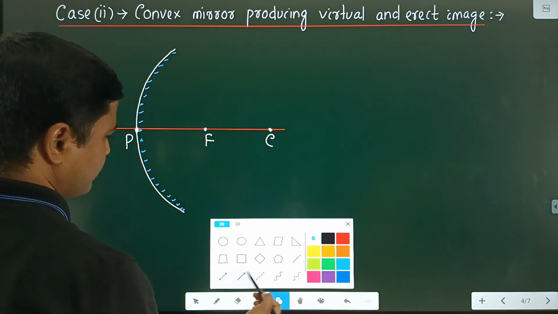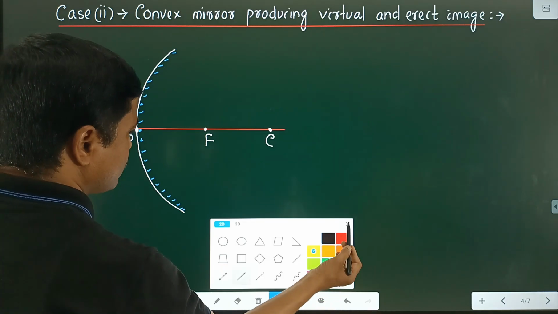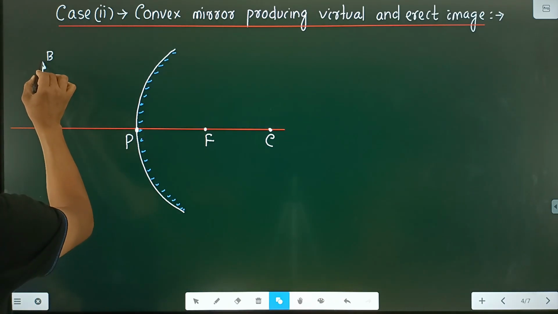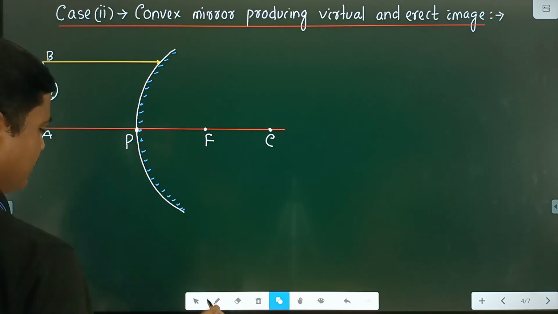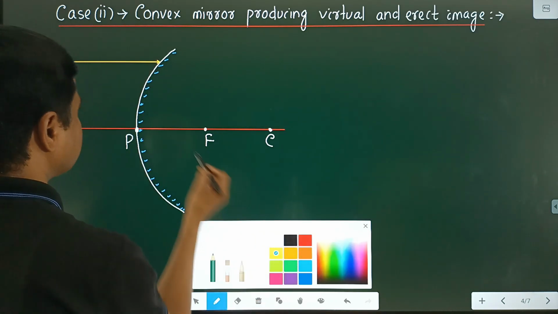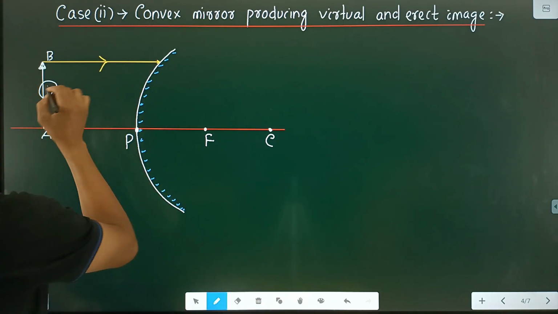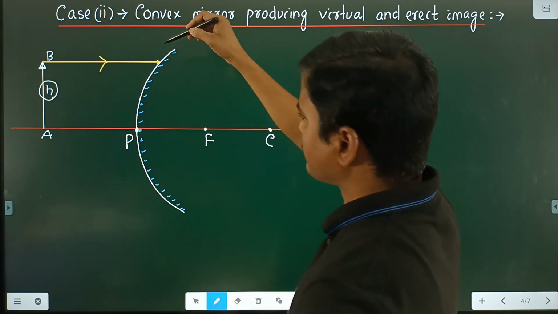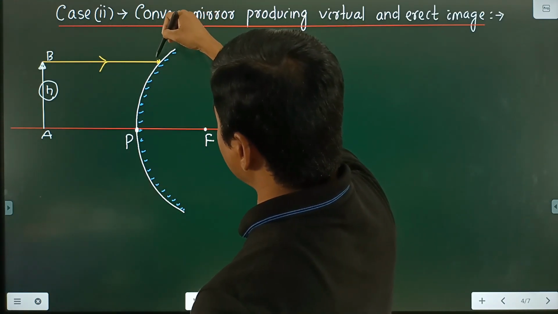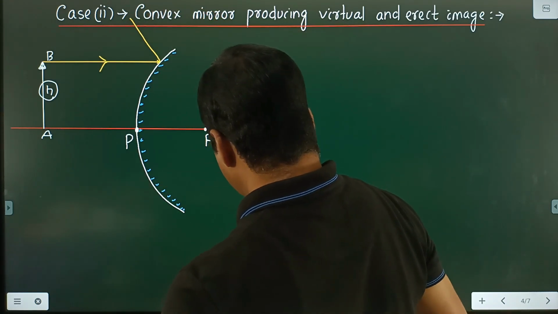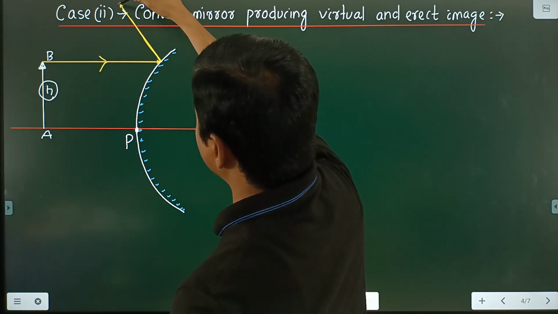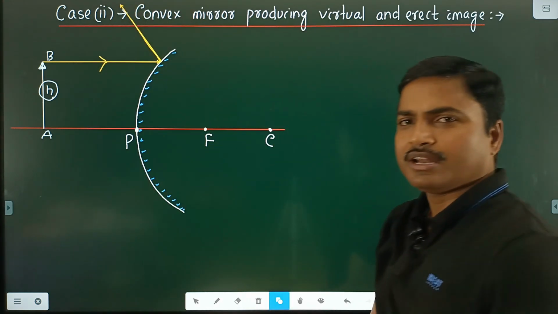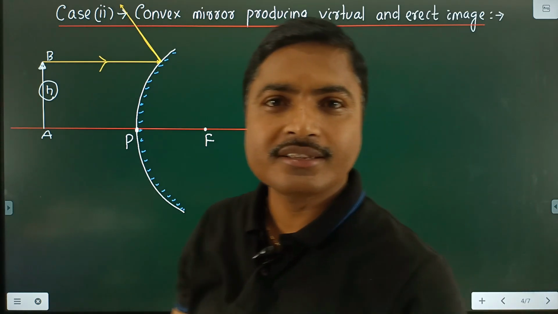The first incident ray is parallel to the principal axis. If the incident ray is parallel to the principal axis, you know the reflected ray moves in this direction, and this one is the reflected ray. Clear? Similarly, another incident ray is there.